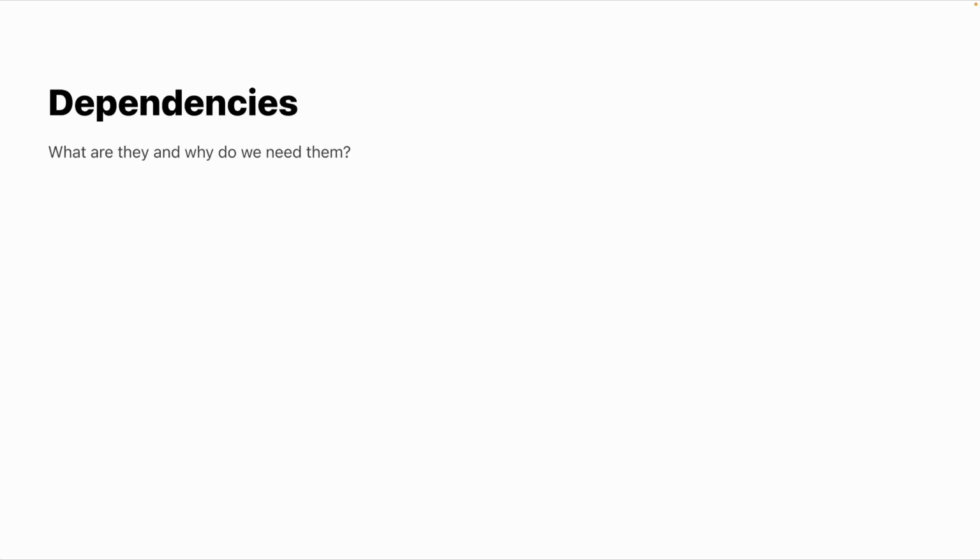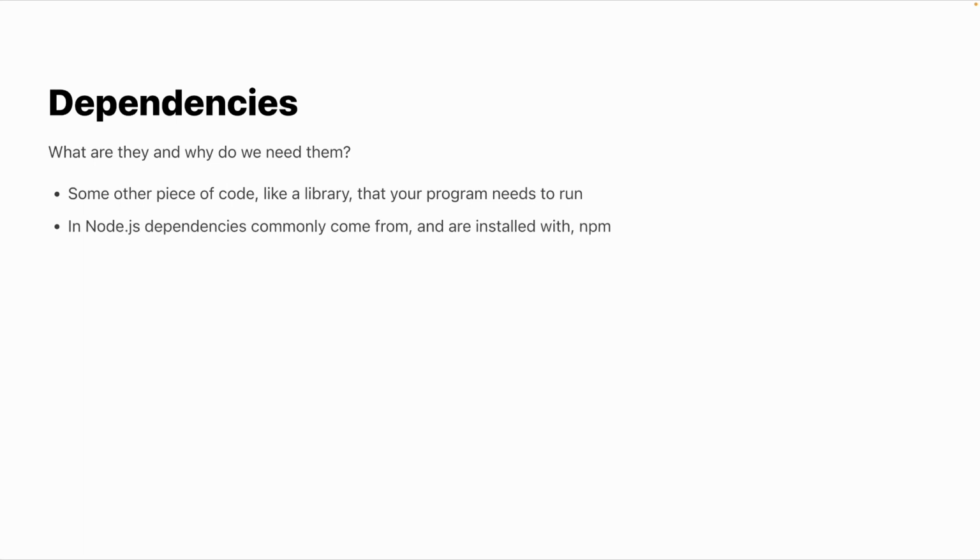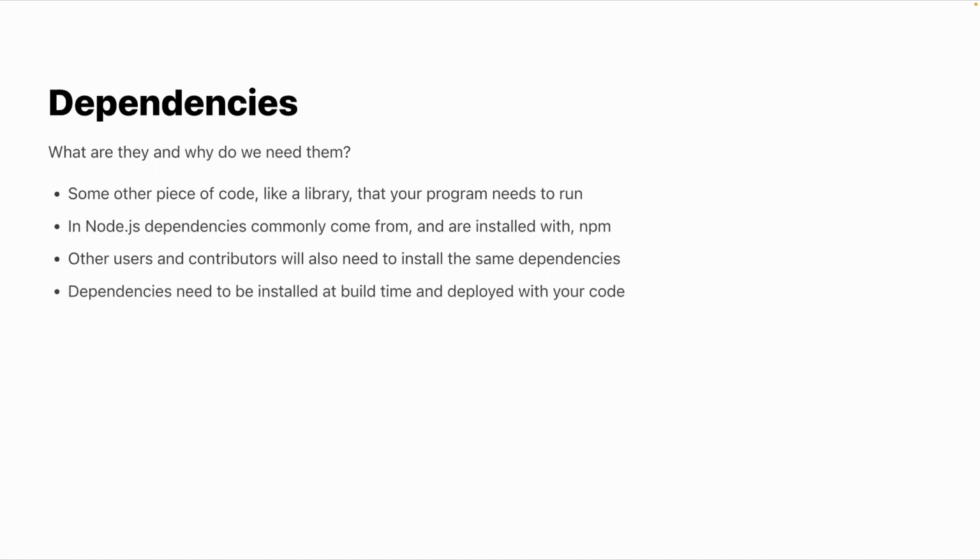Let's start with dependencies. What are they and why do we need them? A dependency is some other piece of code, like a library, that your program needs to run. In Node.js, dependencies commonly come from and are installed with npm. Other users and contributors will also need to install the same dependencies. Dependencies need to be installed at build time and deployed with your code.